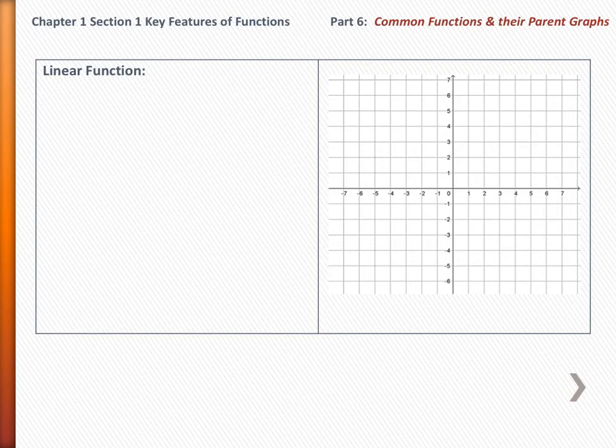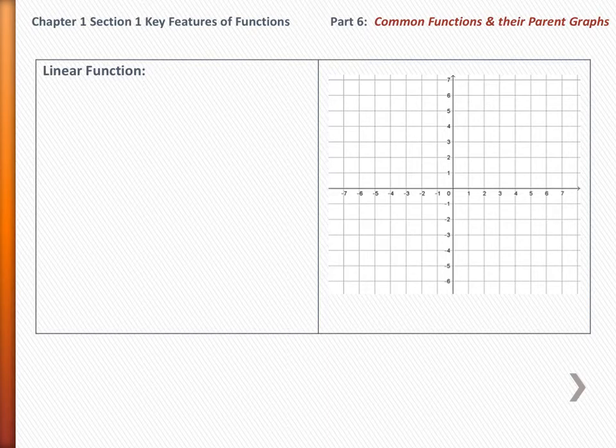Hi, this is Mrs. Jackson, and this is Chapter 1, Section 1, Part 6. And in this video, we're going to be talking about 4 common functions. We call these parent functions, and we're going to be looking at their graphs and key features of the graphs.